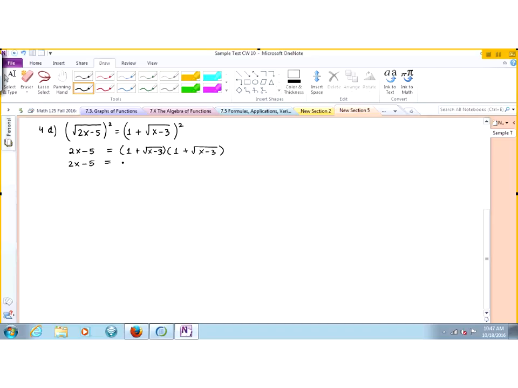Okay, so now first, which one's first? 1. Outside. Yes. Square root of x minus 3? Yes. Square root of x minus 3. Inside. Plus square root of x minus 3. And last. Plus x minus 3. Right?